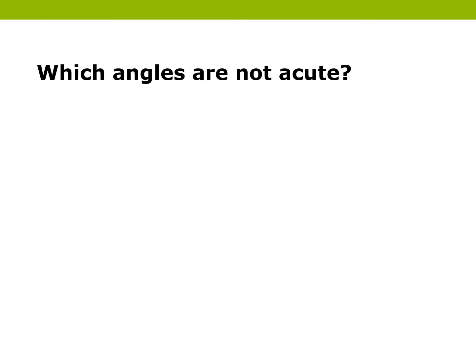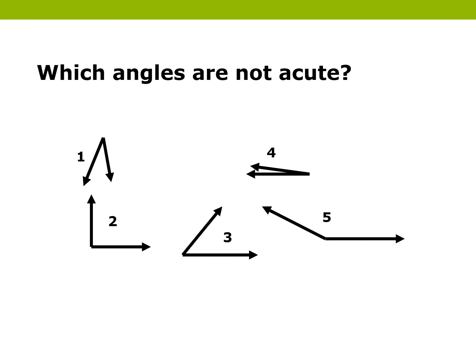Okay, let's start with this one. Which angles are not acute? First, 1, 2, 3, 4, and 5. How are we going to define acute angles? Remember that acute angles are angles that measure below 90 degrees. Its measure is below 90 degrees, meaning 89 and down to 1 degree. So those are acute angles.